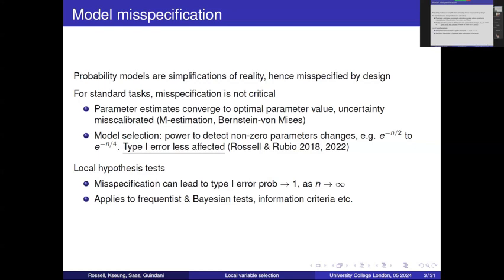A main message from this story is that for local hypothesis tests, for local variable selection, actually, because of misspecification, the type 1 error of hypothesis tests can go to 1 as n goes to infinity. So you're sure to have false positives. So it's a severe problem caused by model misspecification that doesn't happen elsewhere. And this is regardless of being Bayesian or frequentist. It's a problem in the likelihood, it's not a problem of the prior.